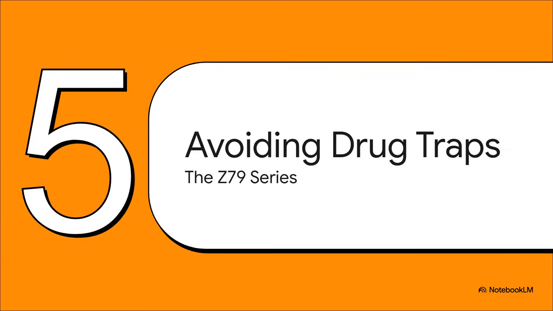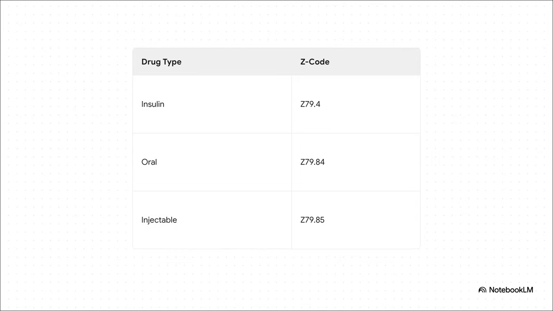Which brings us to our final phase, Part 5, Avoiding Drug Code Traps and the Z79 series. Welcome to the high-stakes world of long-term drug tracking. This is where seasoned coders can easily get caught in dreaded audit traps. So this matrix right here breaks down the strict Z79 secondary codes you are absolutely required to append to track a patient's long-term medication regimen.